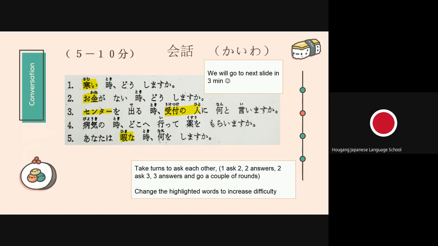Why did I highlight the samui? Because you can change the highlighted words to increase your difficulty, which means I say something like, Atsui toki do shimasu ka? So your friend now cannot see, will see that the sentence is not in the five sentences here. To practice your conversation without looking, it works also. But at the start, don't change first, so it's not very confusing. After 10 minutes, we go to this one.